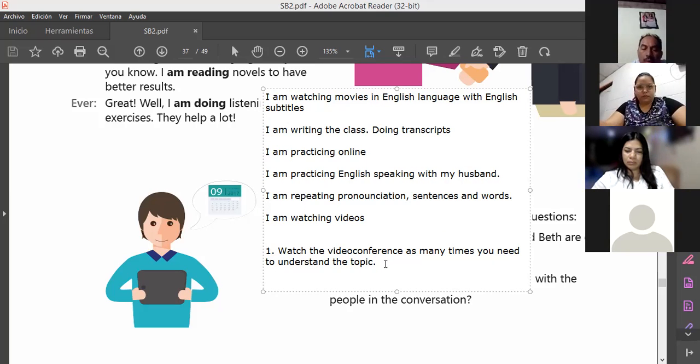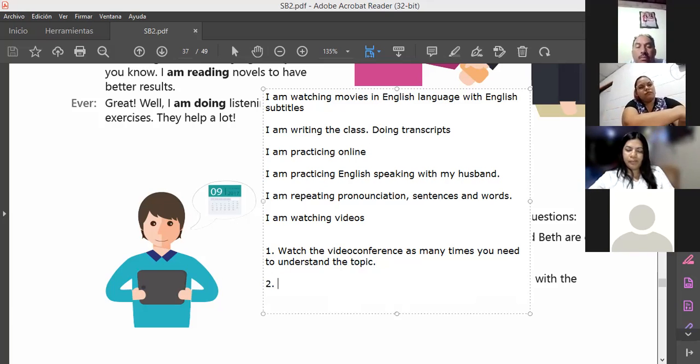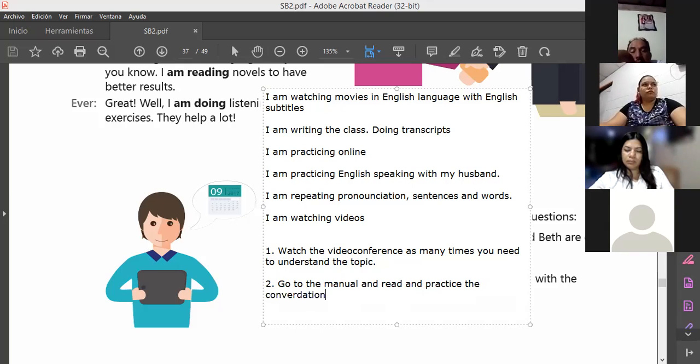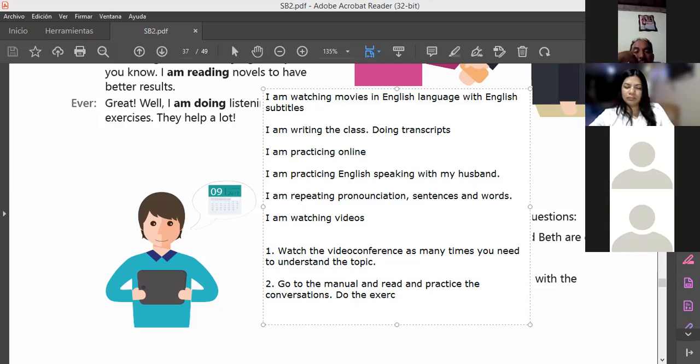Ese es un consejo que les doy, okay? Vayan y vuelvan a ver la videoconferencia todas las veces que usted necesite para poder entender ese tema, ¿verdad? Number two, go to the manual and read and practice the conversations. And when I read the conversations, I do the exercise, okay? Do the exercise, son escritos, ¿verdad? And to do those exercises, read the grammar. This is very important.